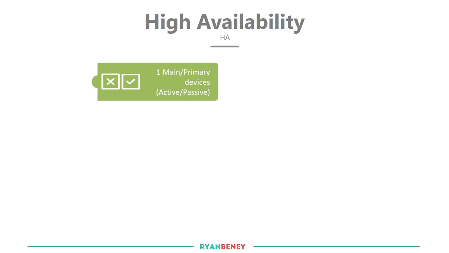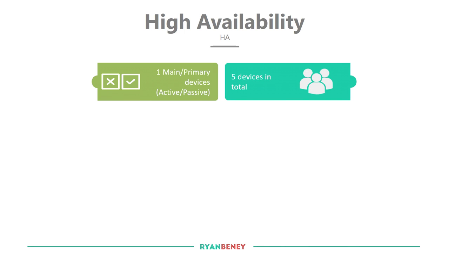Well, first of all, you would have one main device and the other devices will sit in passive, meaning all your changes are made on one device. So in total you can have 5 devices participating in high availability. That's the 1 primary device and the 4 secondary devices.